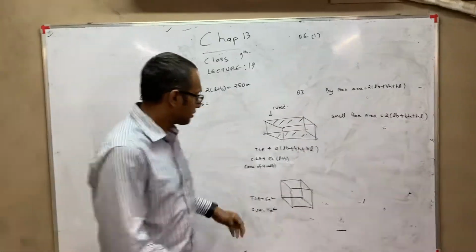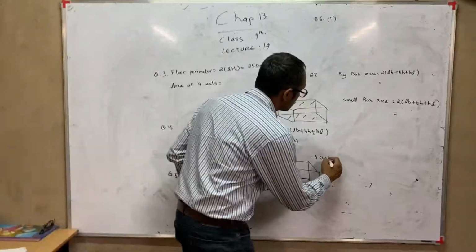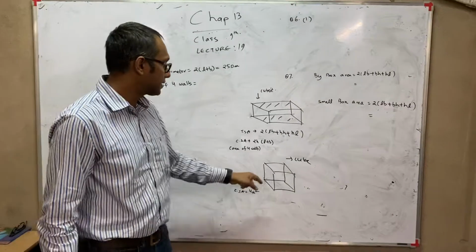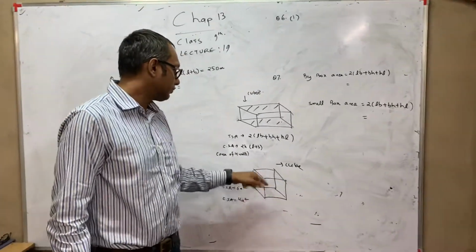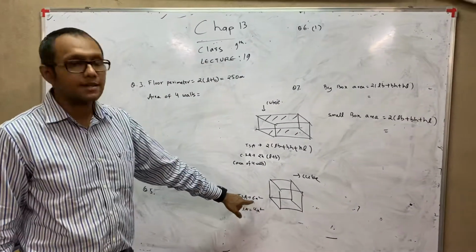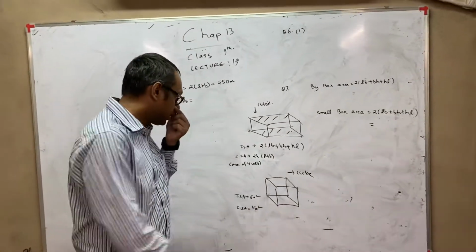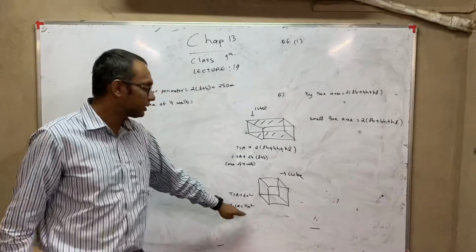And now this is a cube. The only difference between a cube and a cuboid is that in a cube all the sides are equal. So there are 6 faces: 1, 2, 3, 4, 5, 6. Therefore total surface area is 6a square. And curved surface area, again top and bottom is not included, just the 4 surfaces are included. So it is 4a square.